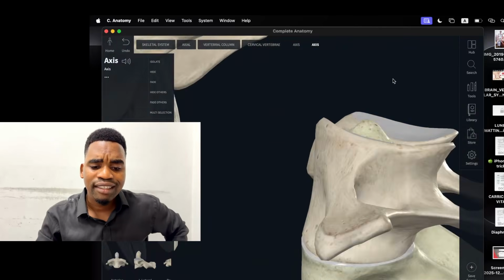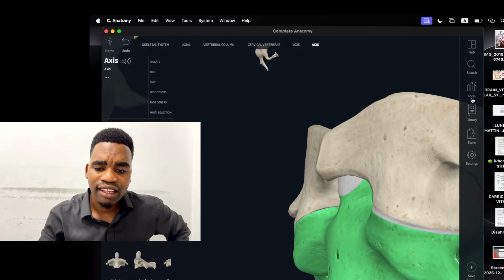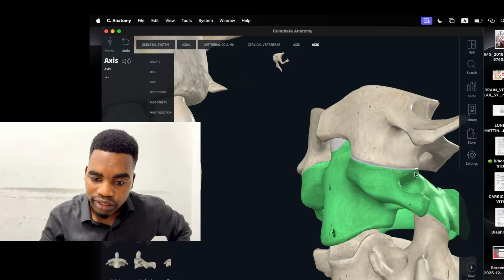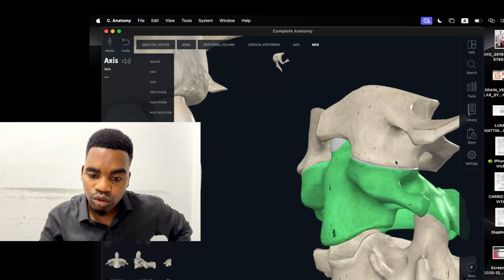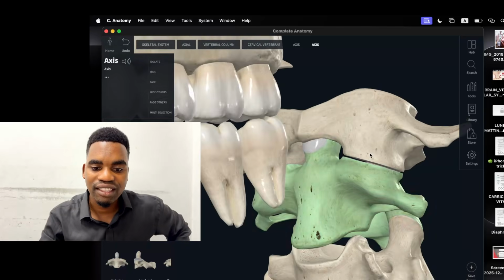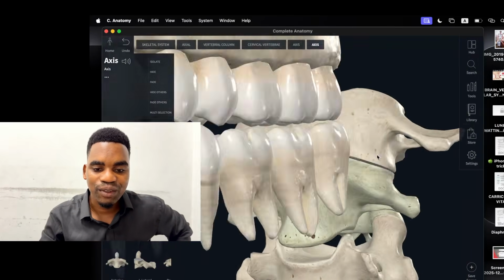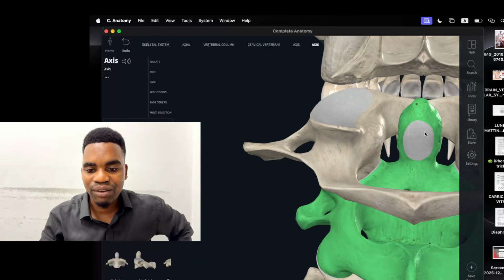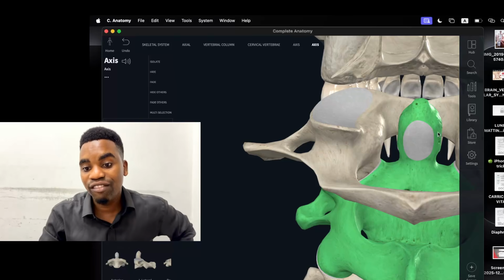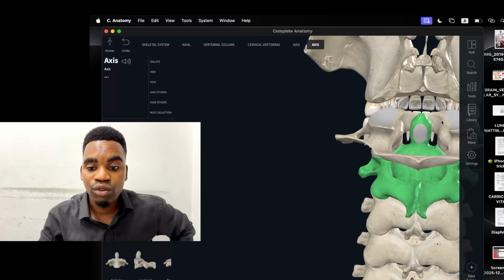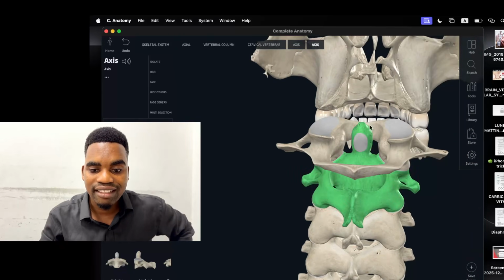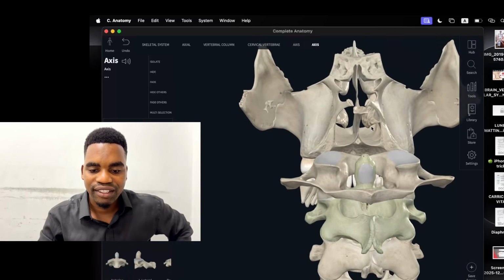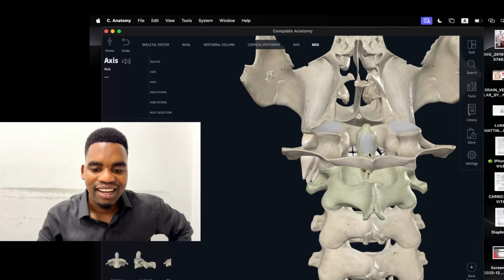But you can see C1 and C2 also make another joint. It's not limited to that joint. We also have a joint between the superior articular facet of C2 and the inferior articular facet of C1. This is also called an atlanto-axial joint, but they have different names. The famous one, the one most people will want you to mention, is the joint between the dens and that part of the atlas.